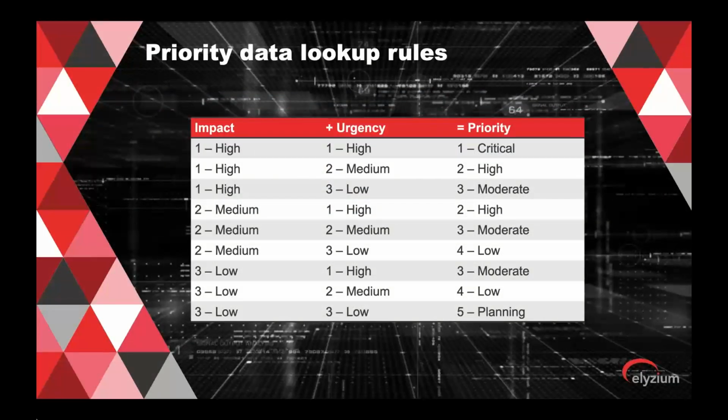So impact and urgency sets the priority. So this table actually comes from ServiceNow. And if you set those custom fields, so if you set impact equals 1, urgency equals 1, then the priority will be 1. But if you set the impact as 2, the urgency as 1, it'll actually set the priority as 2. That's what this table defines.